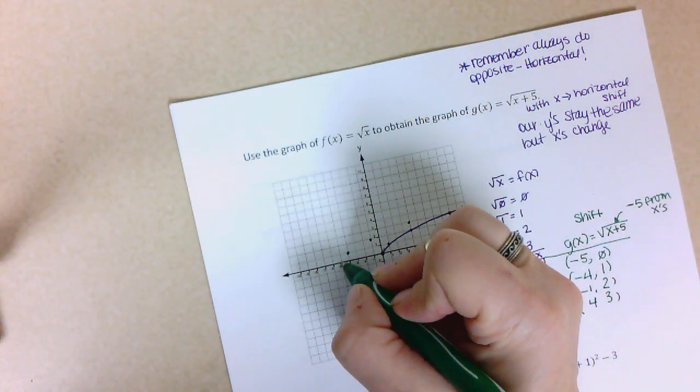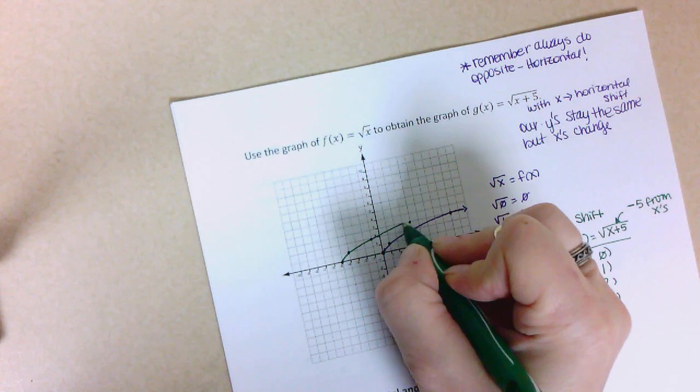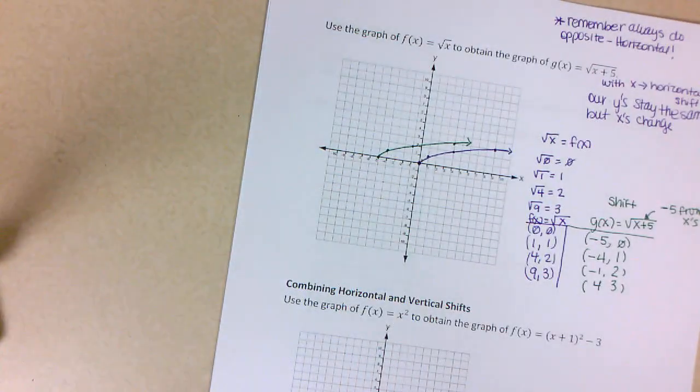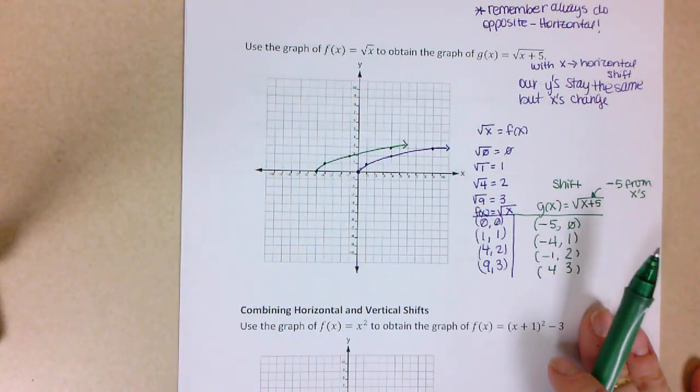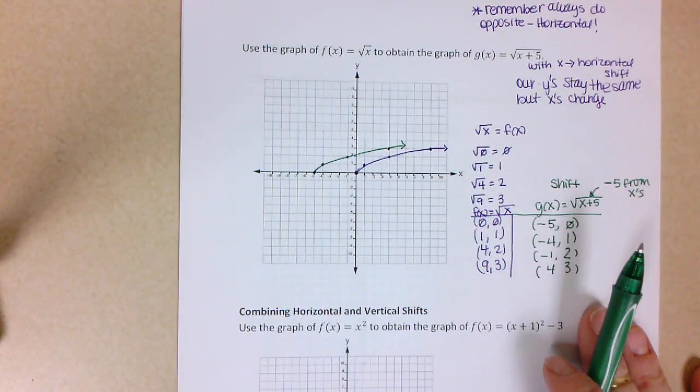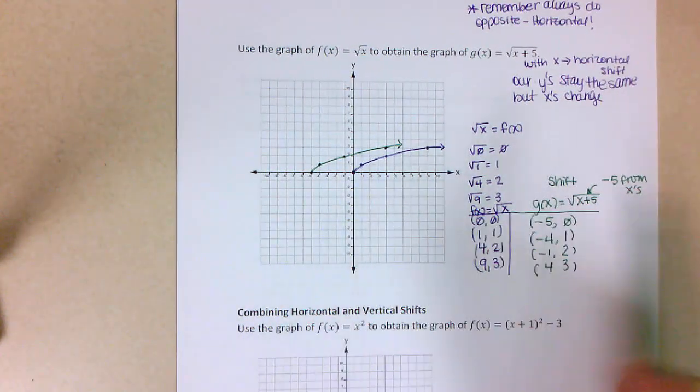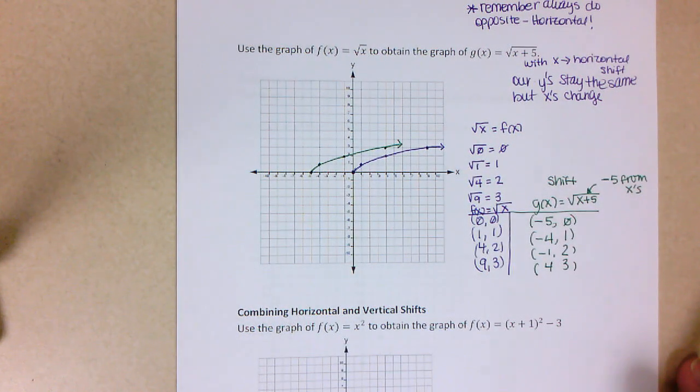And now we can just connect our points. And we can see it only shifted. Oops, sorry, didn't mean to get crooked. It shifted on the horizontal axis. Okay?